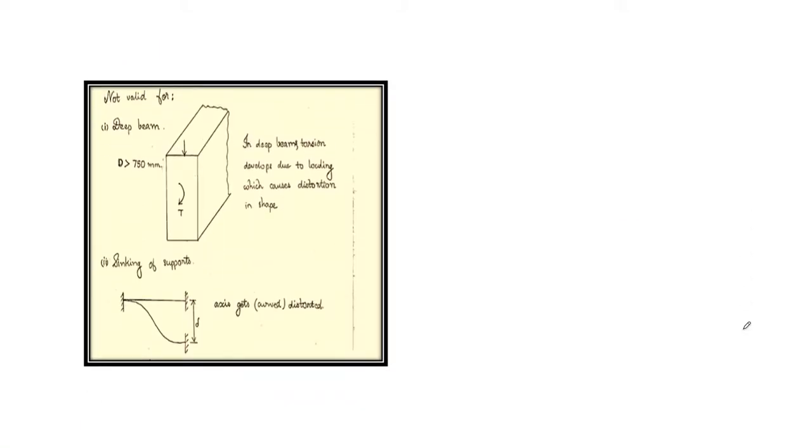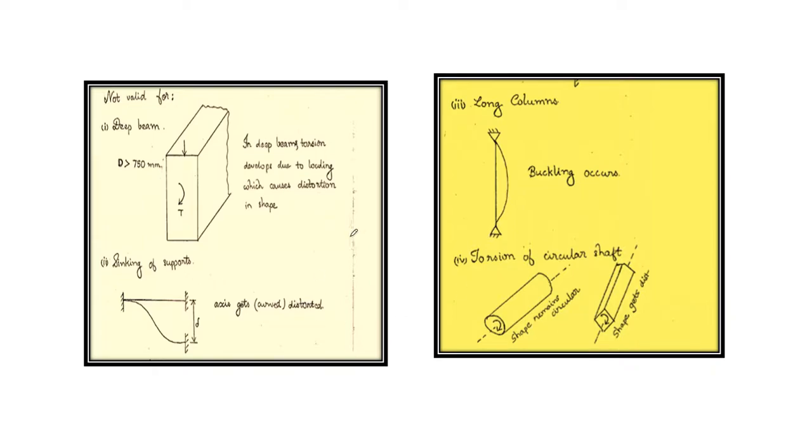It is also not valid for deep beams, where torsion developed due to loading causes a distortion in shape, for which D is greater than 750. The next example of a deep beam is a circular one; when we twist the circular material, superposition is not considered.